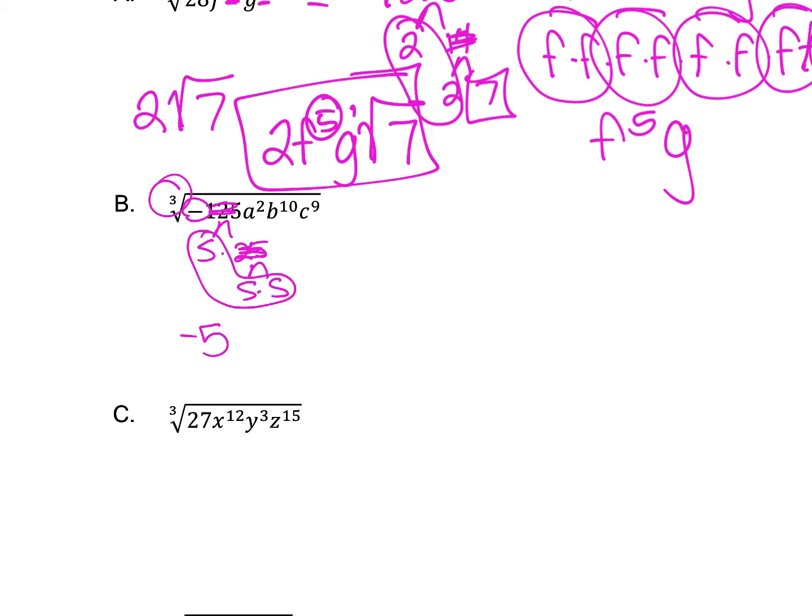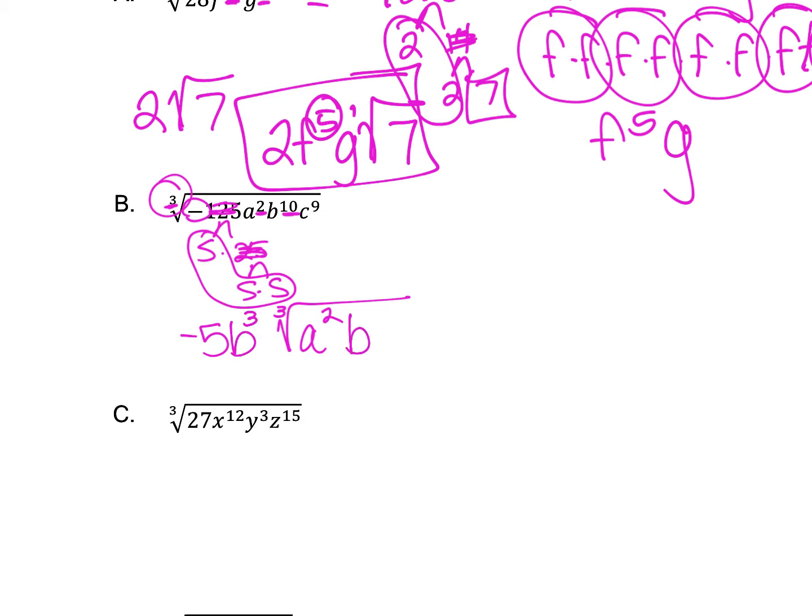Now, notice here that I have 3 as my index. This is a 2. 3 will not go into 2, which means I'm going to go ahead and set up my cube root. I'm still going to have a squared underneath because there's not 3 that I can bring out. Looking at your b's, 3 will go into 10 3 times, so that would be b cubed, and then I would have 1 left over, so there would be 1 left.